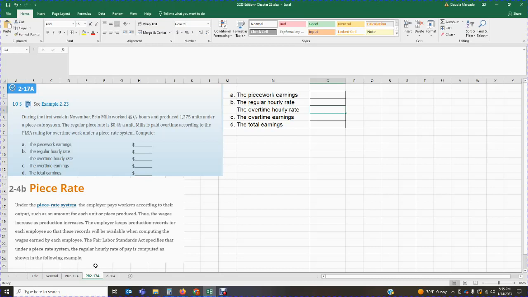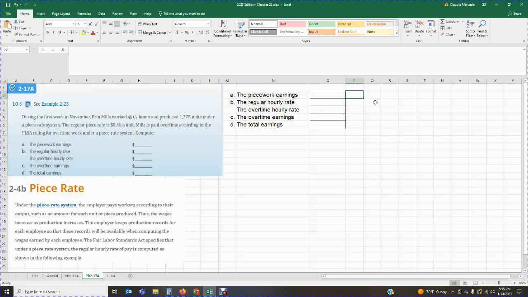Okay, now in this particular example, we have four requirements. Well, five, because we also have to calculate the overtime hourly rate. So there are several requirements that we need to satisfy. Let's begin with the piece work earnings. How do we calculate the piece work earnings?